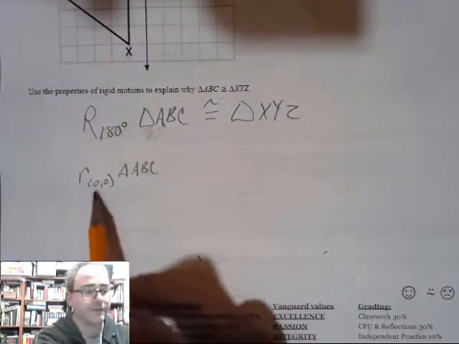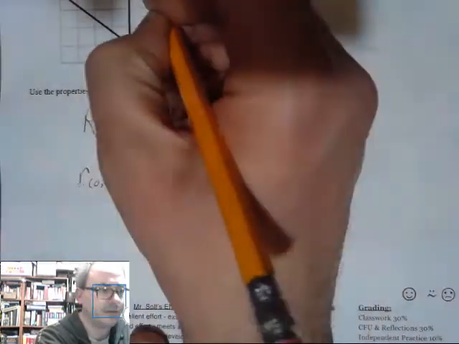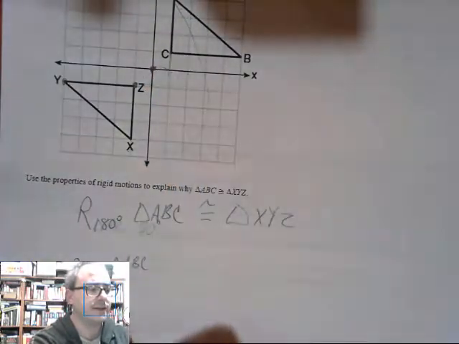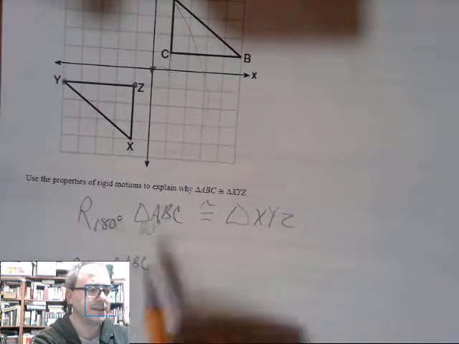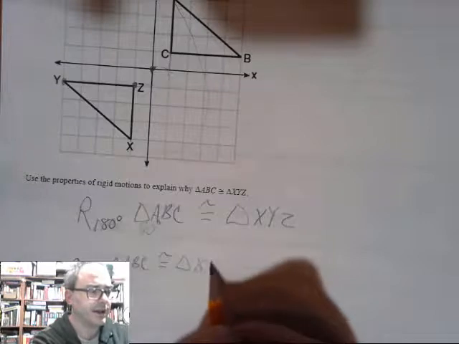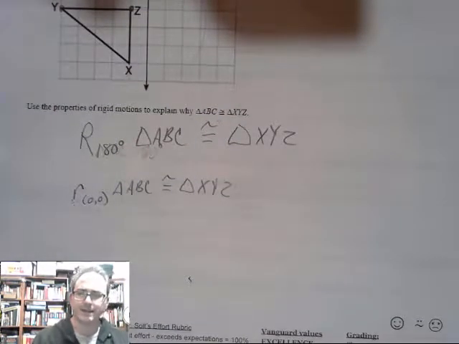And then or a point reflection, lowercase r, over the point 0, 0, my origin up here. I'm doing a point reflection. If I was doing a point reflection, here's my lowercase r over this point, triangle ABC is congruent to triangle X, Y, and Z. That's what it is.